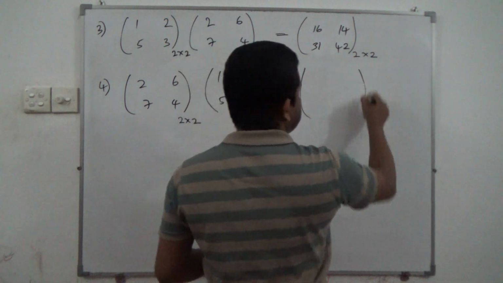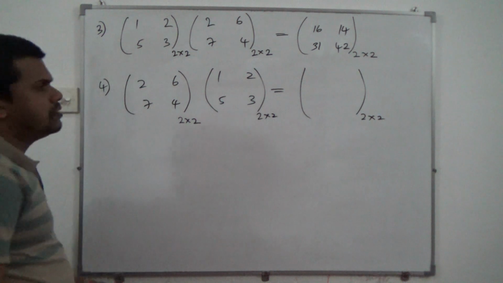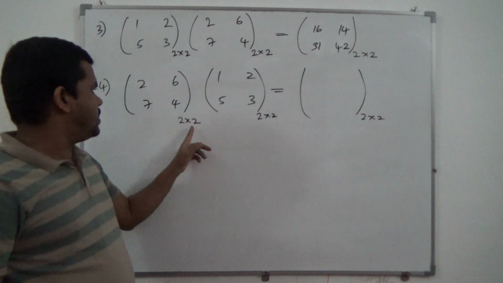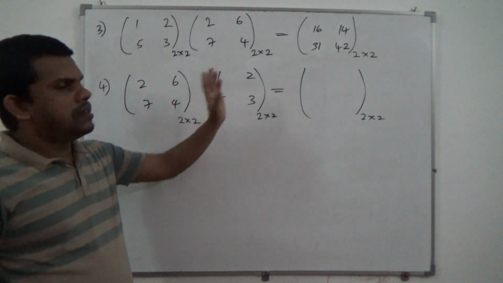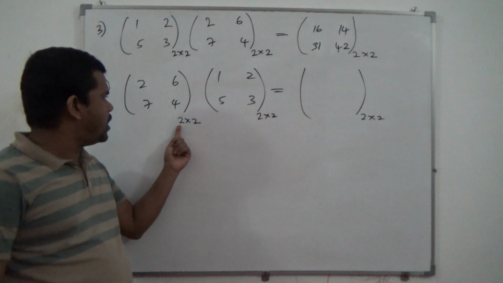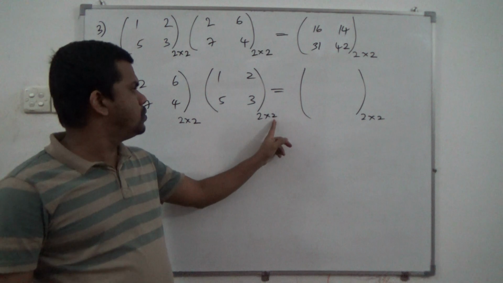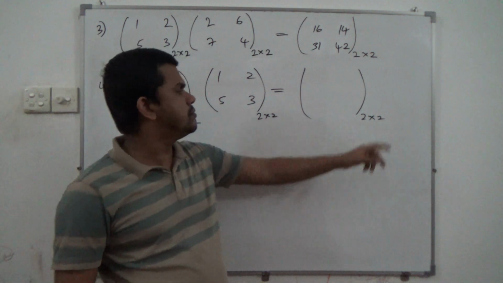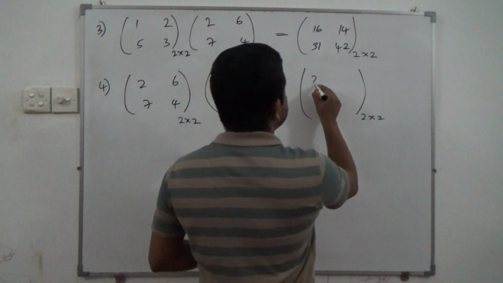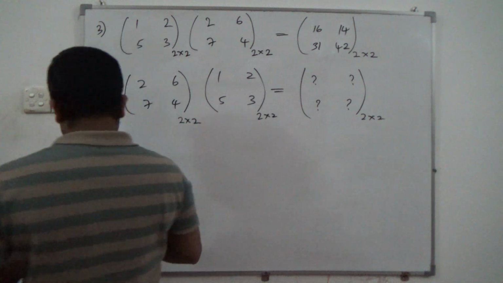As in the previous situation, in the resultant matrix we have 2 cross 2. Since these two values are equal, the multiplication is defined, and in the resultant matrix there are 2 rows and 2 columns. So now, as in the previous situation, we have to find 4 values.